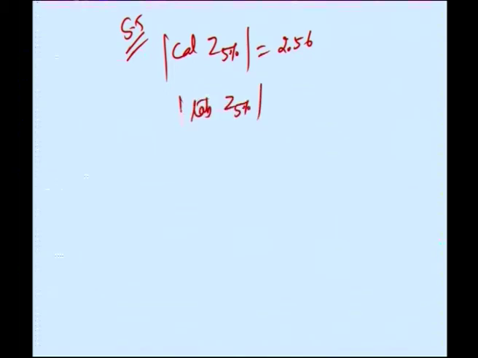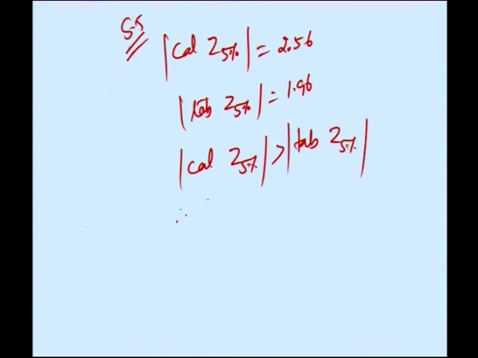So, calculated Z at 5%, we will come to conclusion step, is equal to 2.56, and tabulated Z at 5% is 1.96. Therefore, calculated Z is greater than tabulated Z at 5%. Therefore, H naught is rejected. H naught is rejected in the sense the difference is not likely to be hidden.